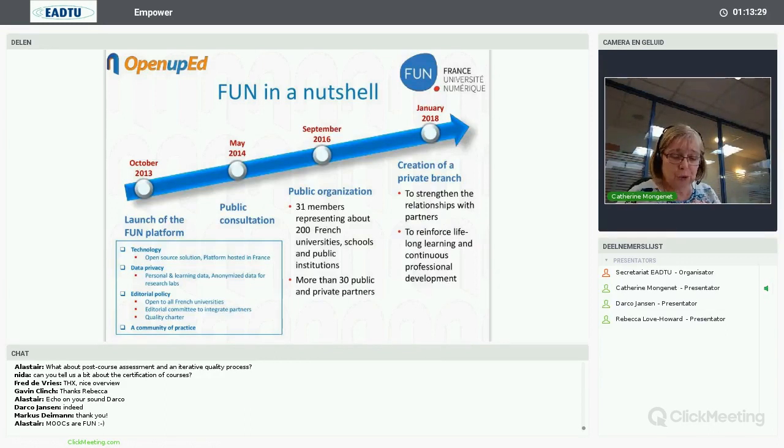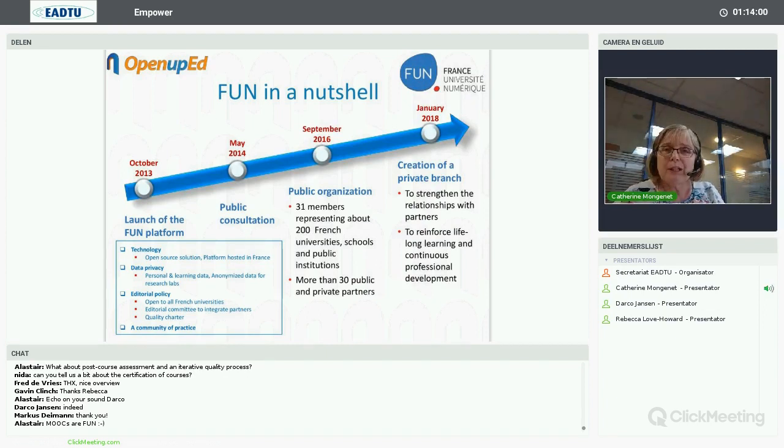Just a few characteristics of FUN. The platform uses an open source solution. It's an OpenupEd platform. The data are hosted in France, and we have a very strong policy about data privacy, both the learners' data and the learning data of the learners. But we also have a rule that says anonymized data can be provided to a research lab who want to work with those data, because this is very important.